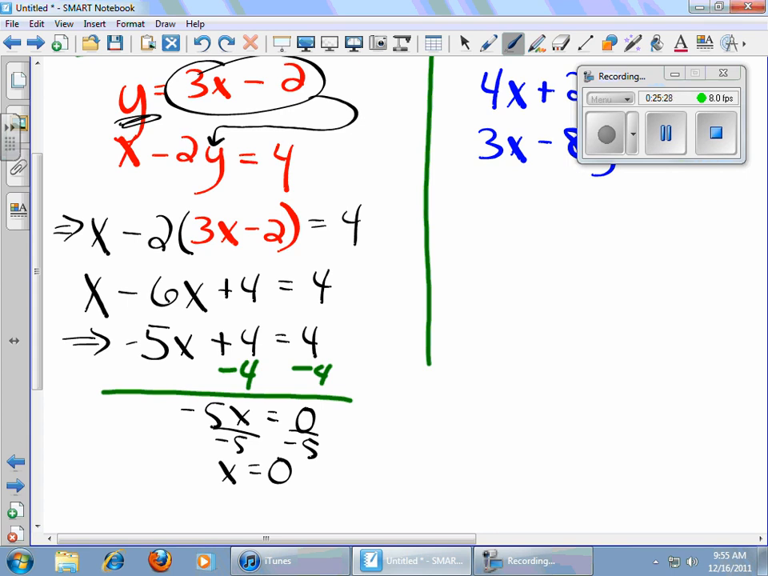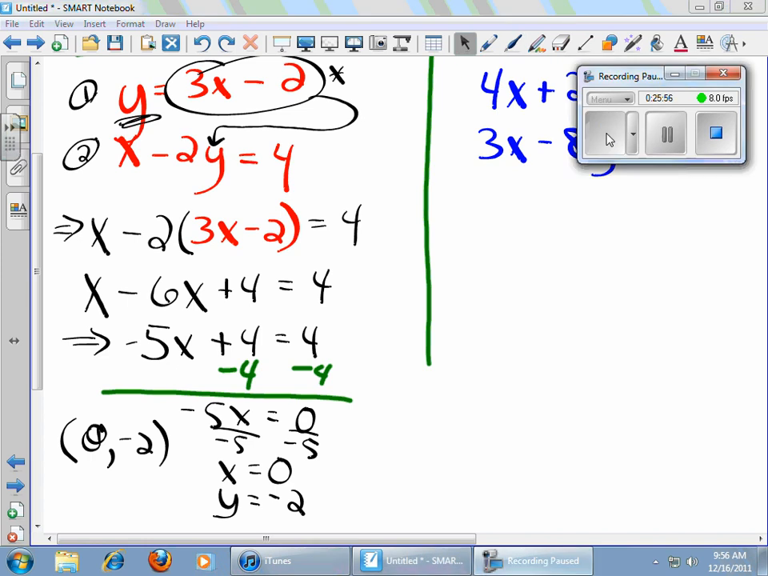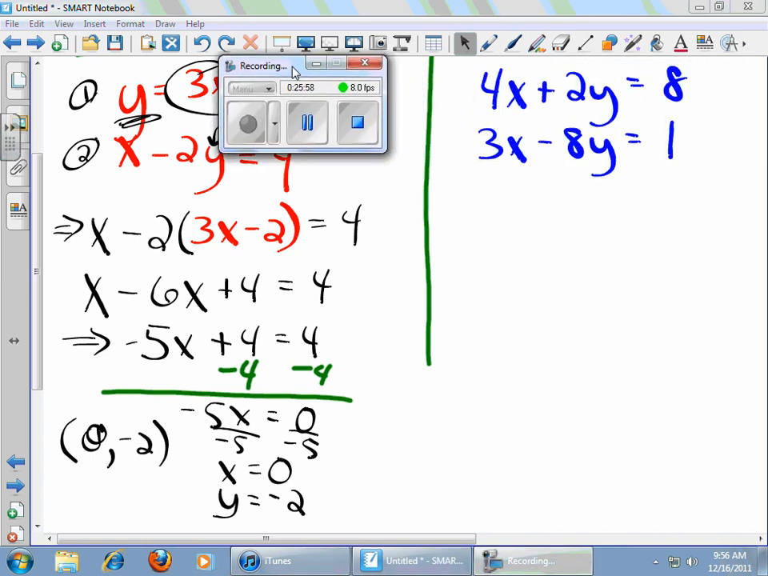And then I solve for x. I know that x is 0. Now I can choose either one of those equations to plug 0 in for x. Since y is already alone in this one, I'm going to go ahead and plug 0 in for x. Some of you can do that in your head. You're going to see that y is going to equal -2. That means these two lines will intersect at the point (0, -2). Okay? All right. I'm going to walk you through this one.